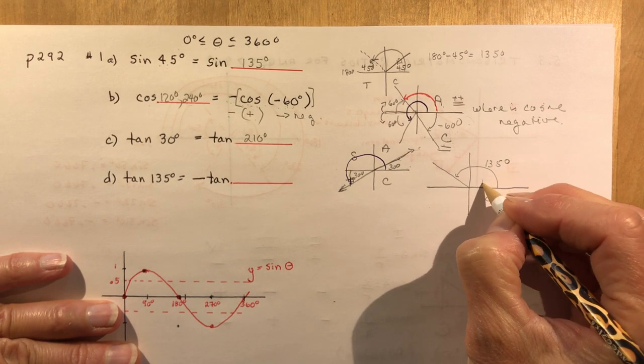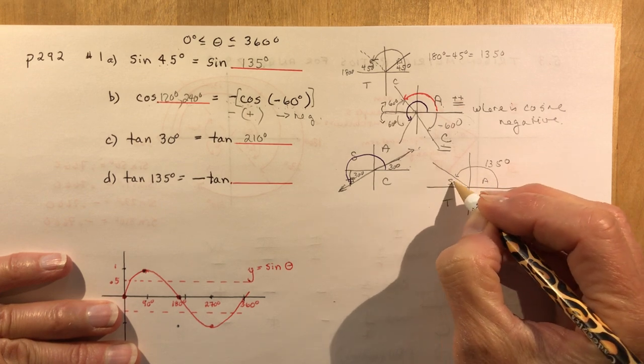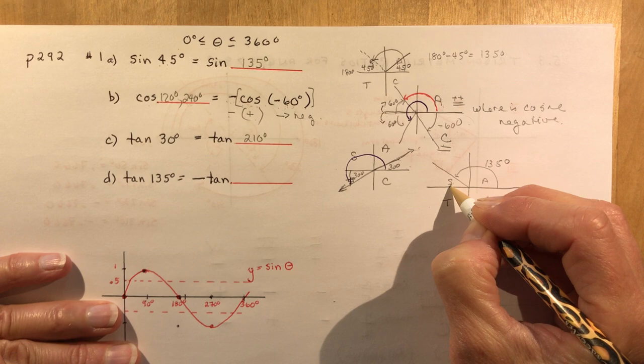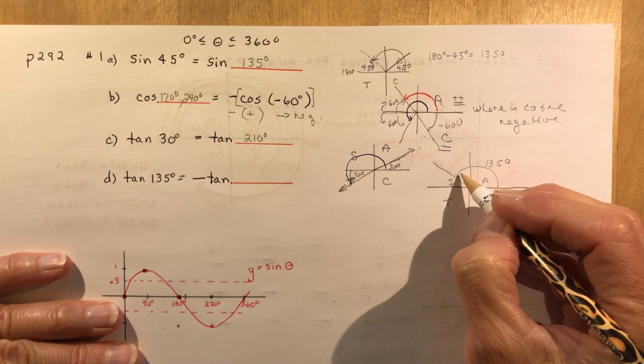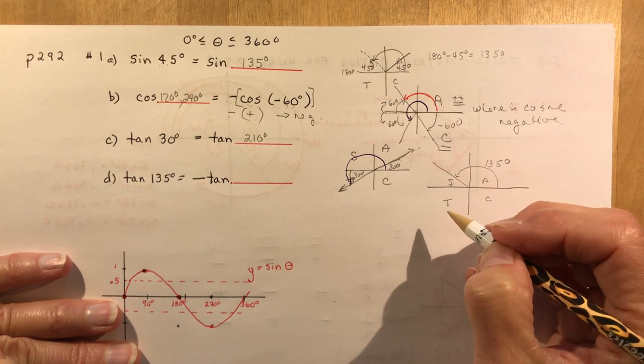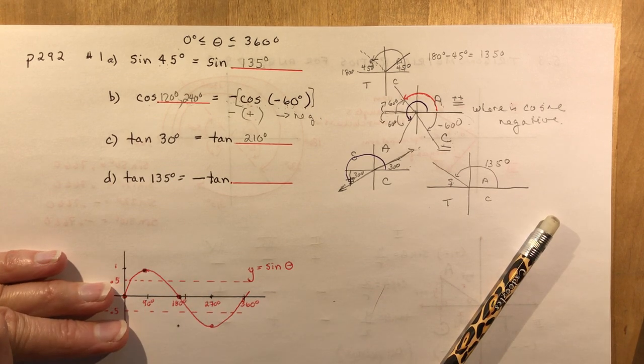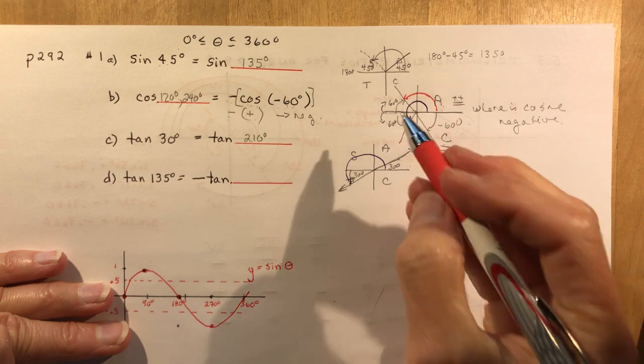So I go C-A-S-T. It's going to be negative because only the sine is going to be positive in this quadrant. Now, I need to know the related acute angle. The related acute angle is the distance, again, from the x-axis back to that terminal arm.